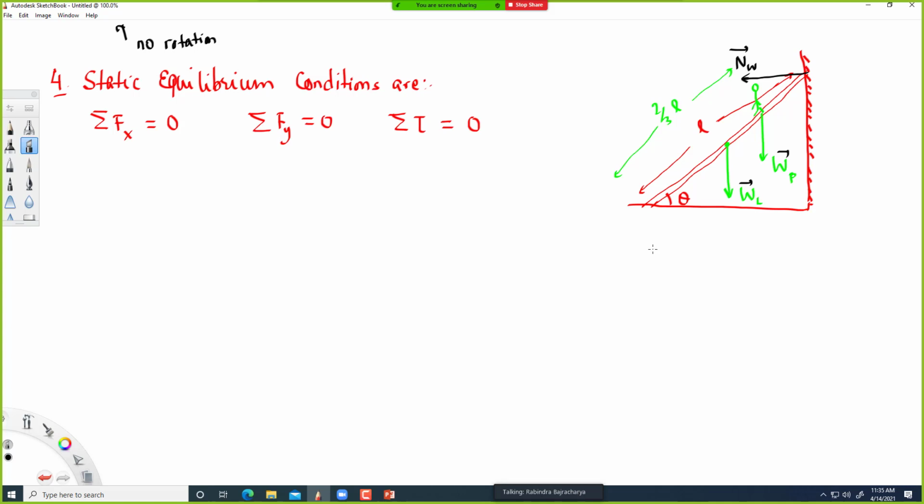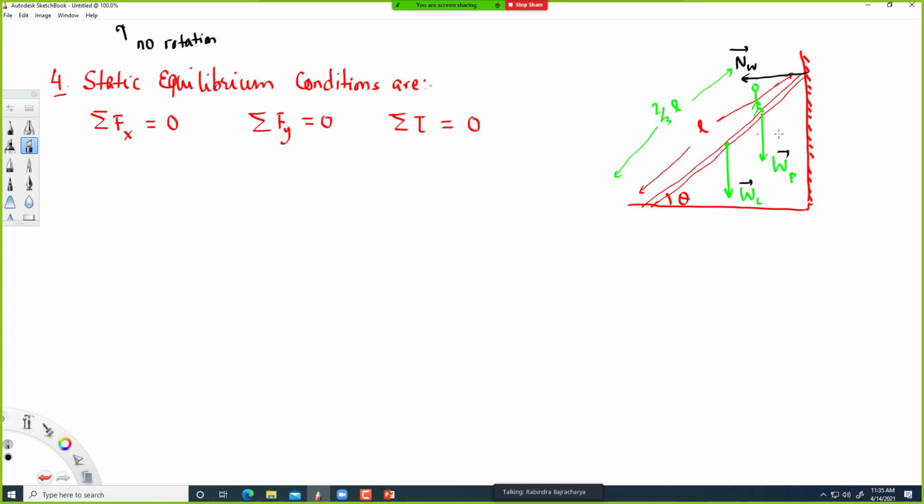No, normal force of the person. There is a normal force on the person, but we don't need to worry about that. We only care about the ladder. We are only looking at the force on the ladder, not on the person or on the wall.